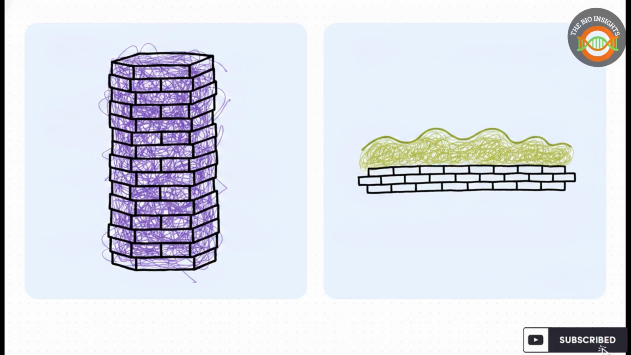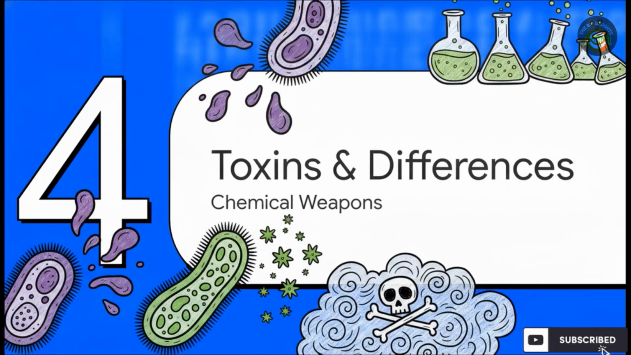But don't count them out, because they compensate for this thinness with a totally sneaky secondary defense, an entirely separate outer membrane that is highly elastic and incredibly rich in slippery, oily lipids. Which brings us to part 4, toxins and key differences.